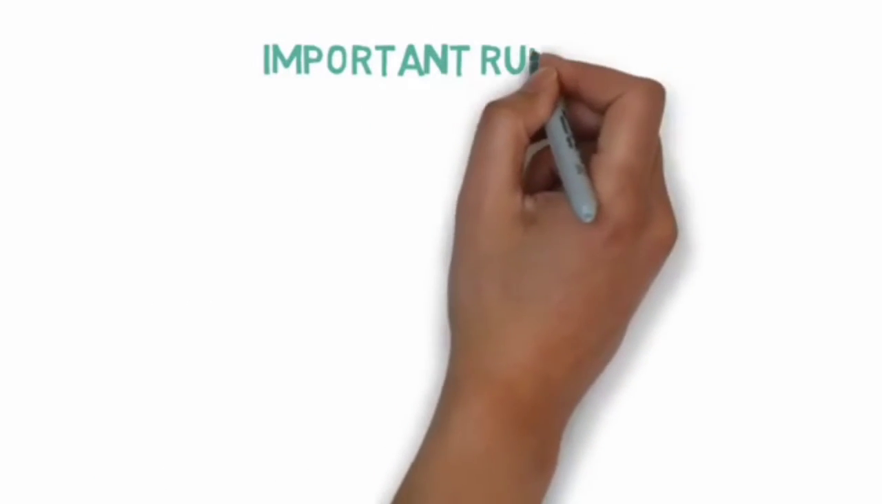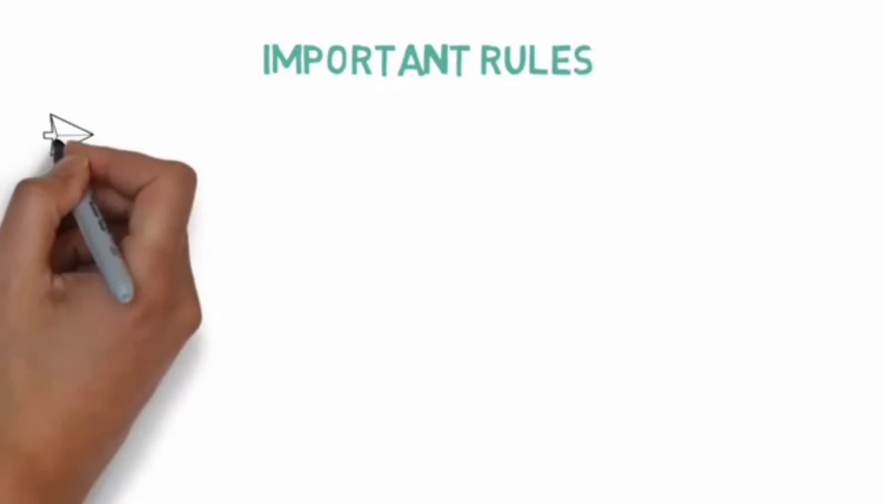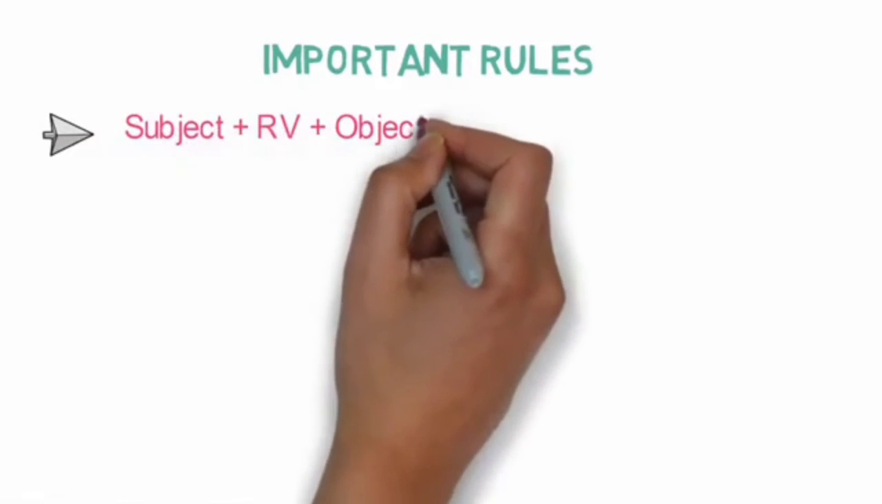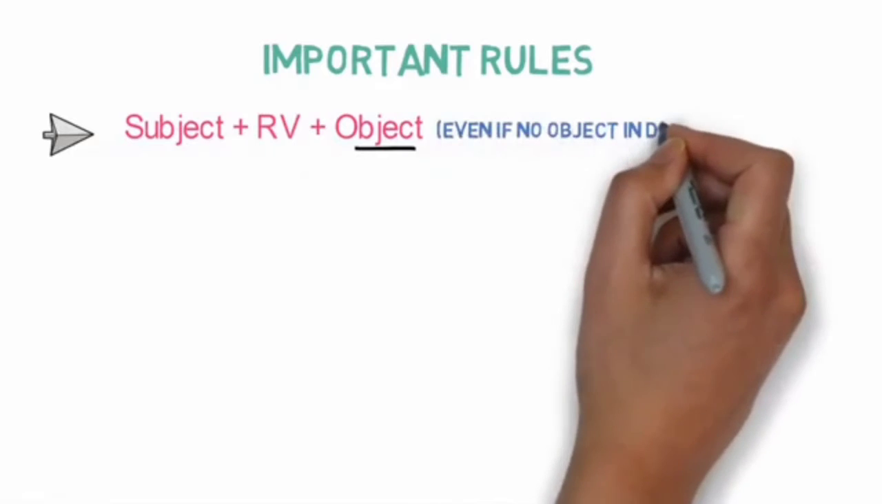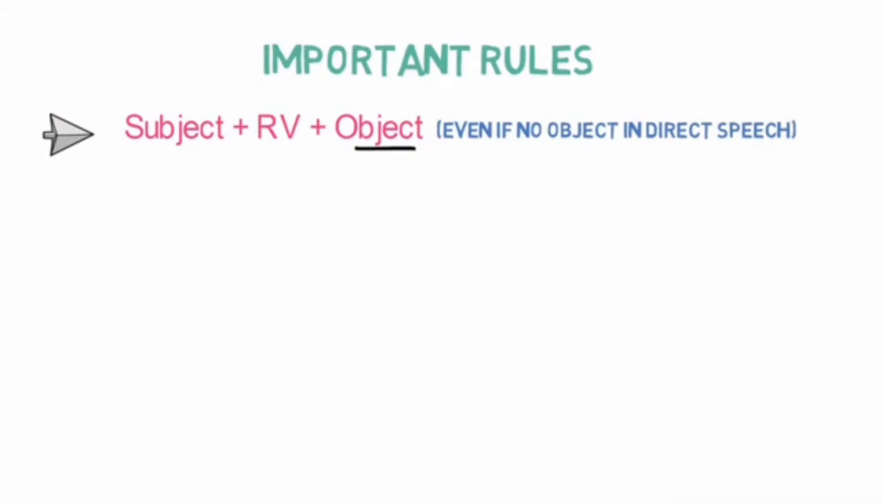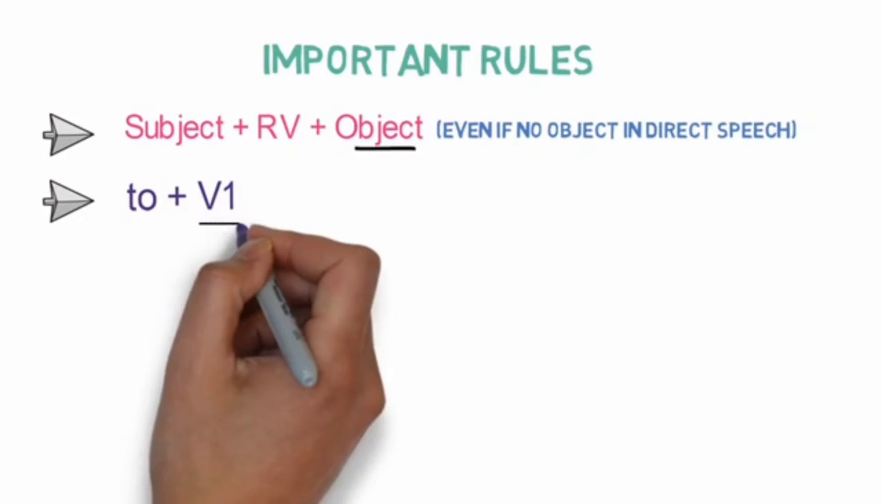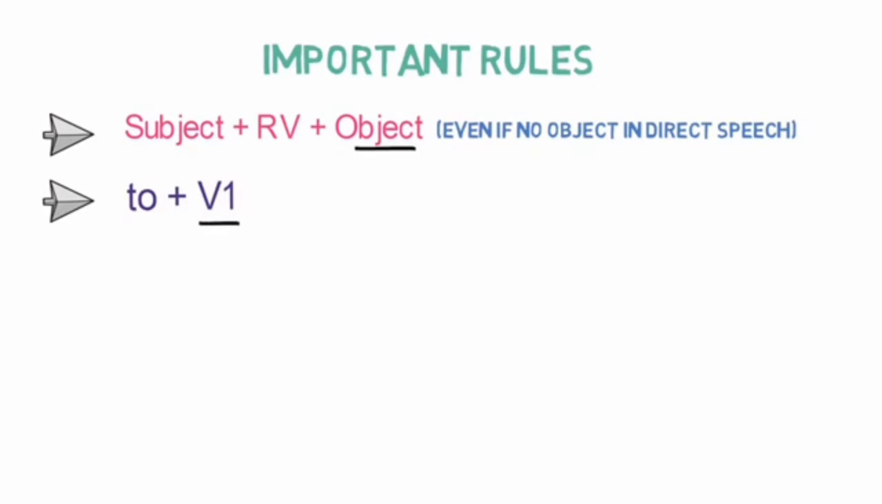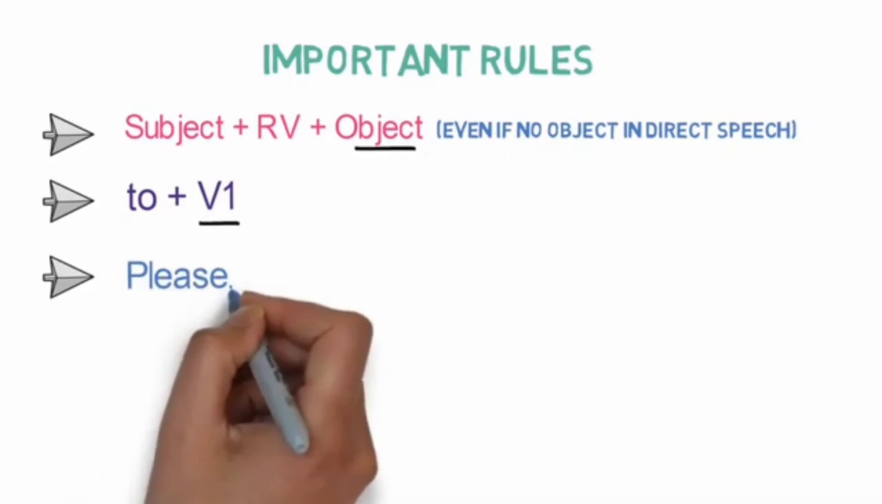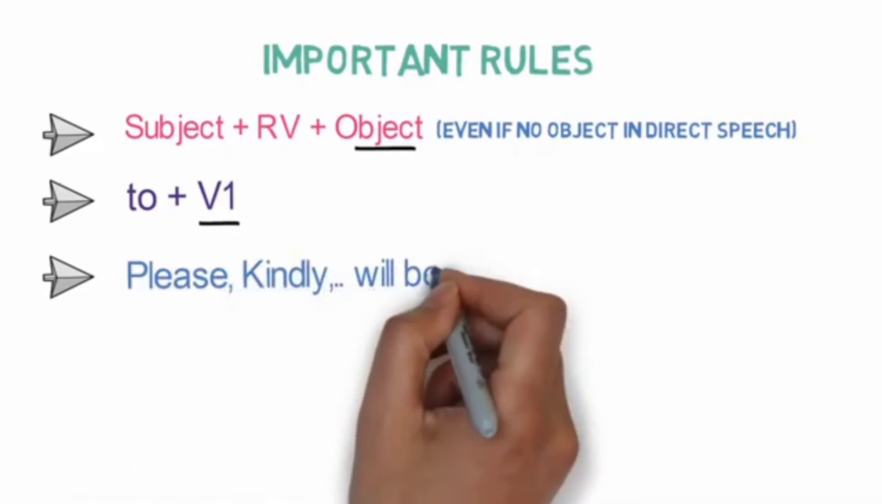Now, there are some important rules related to conversion for imperative sentence. Number 1. The object will come in indirect speech after reporting verb, even though in a direct speech there is no object. So, we have to try to add it in indirect speech as per the meaning or sense of the sentence if no object is provided. Number 2. After the conjunction to, the main verb will come always in verb's first form. Number 3. Imperative words like please, kindly will be eliminated.